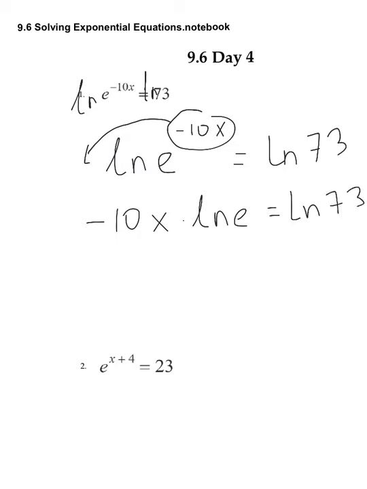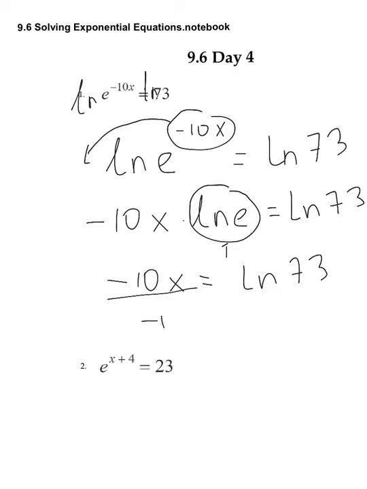Do you remember POD from day 3? Okay, ln e is equal to 1. So you get negative 10x equals ln 73. And how do you get x by itself? Divide by negative 10. So in your calculator, you can just type ln 73, close parentheses, divide by negative 10.